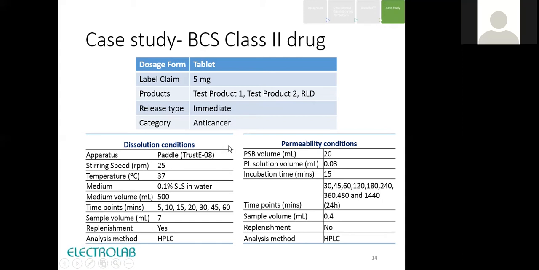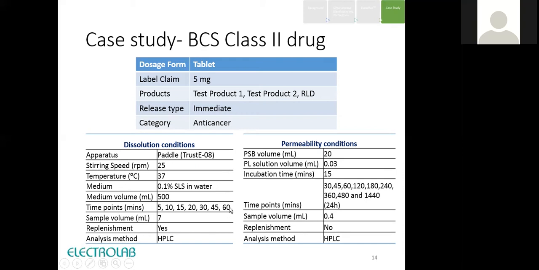Here the dissolution conditions and the permeability conditions are given in these tables. To highlight a few points, the medium used for dissolution was 0.1% SLS in water and 500 ml medium was used. A longer permeation chamber was used with 20 ml of permeation sink buffer, and the BioWise phospholipid solution was used on a support membrane as the barrier. The time points were different for dissolution and permeation.